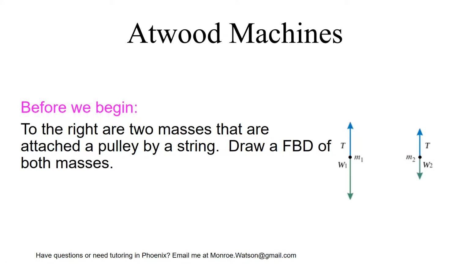Well, let's see. First of all, I have the first one to the left. We're going to call that mass 1, and we're going to call the weight 1 going down and the tension going up. And then the second one over to the right, we'll call that one mass 2, with the weight going down and the tension up.